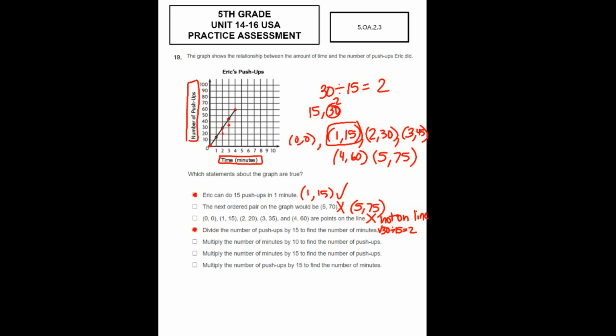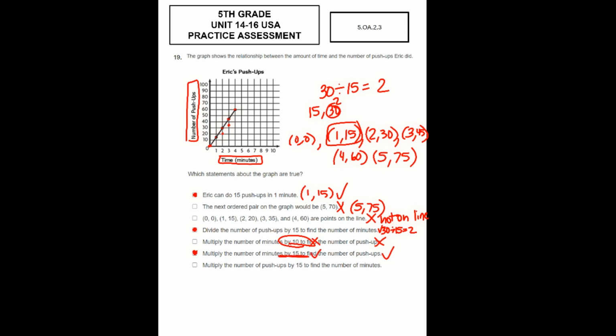Okay, now the next one says multiply the number of minutes by 10 to find the number of push-ups. That's not true, because for 1 minute, he does 15 push-ups. So if we did 1 minute times 10, that wouldn't give us 15. So no. It's not 1 times 10, it's 1 times 15. You multiply the number of minutes by 15, which is the next one. Yep. So not by 10, that's not true, but by 15, that is true.